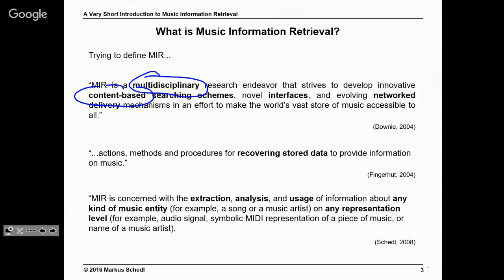A bit later, in my own PhD thesis, I defined MIR as follows. MIR is concerned with the extraction, analysis, and usage of information about any kind of music entity. For instance, this could be an artist, a song, an album, or a composer. So it covers any kind of music entity on any representation level. Typical representation levels are, of course, the audio signal, but also digital representations of the score, so probably you know about MIDI files, or also just the name of an artist or a web page about an artist that gives you additional information about them.